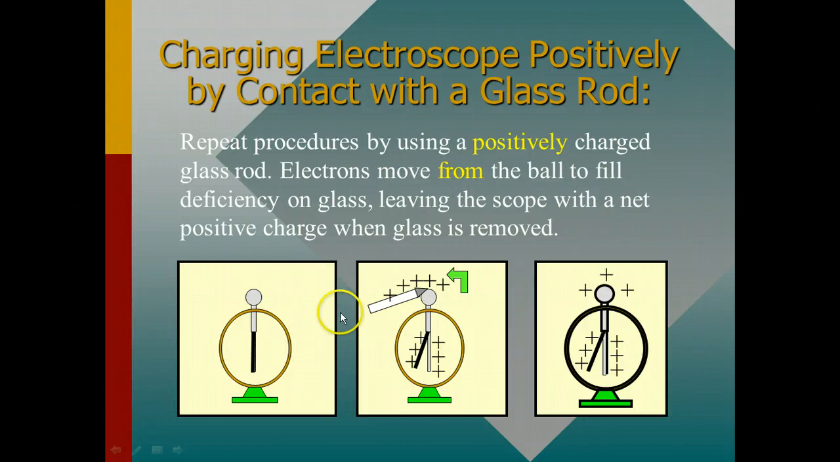So even when we have a positively charged object, this positive charge is not pushing other positives away. What it's going to do is attract the negatives here. And those negatives will then fill in the gaps and leave a net positive charge over here.